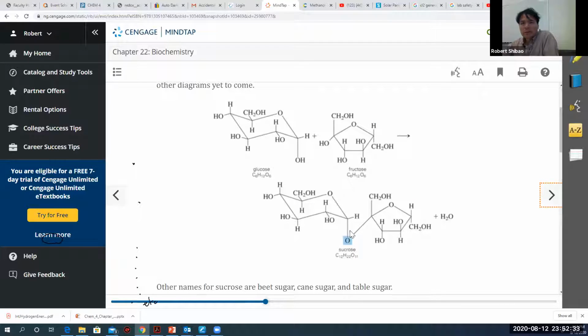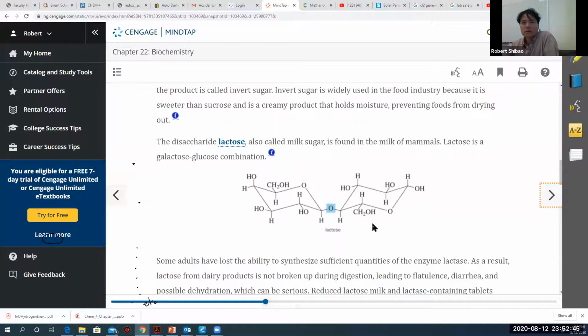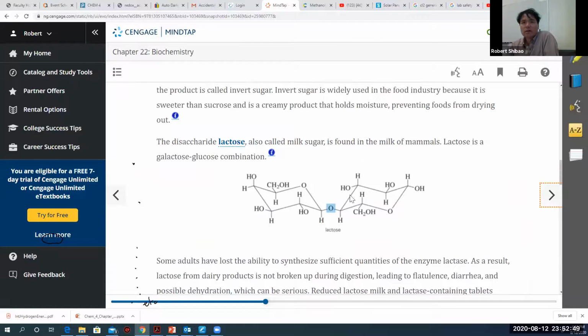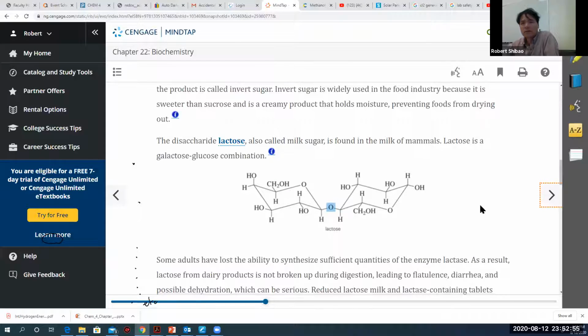Sucrose has it bonded in this way here, one glucose and one fructose. Here's a glucose, fructose. This is a disaccharide, two sugar molecules bonded together. This is table sugar, which is sucrose. Lactose is another sugar. Lactose consists of, looks like two glucose, or no, galactose and glucose. You learn about these sugars.